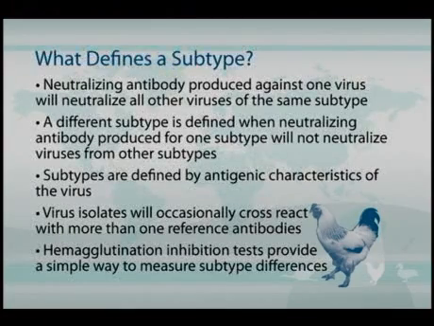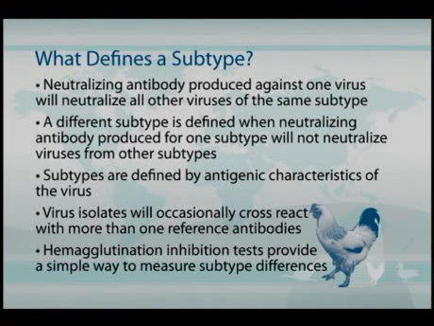So I promised to tell you what defines a subtype, and it's essentially that antibody to one subtype will neutralize any virus in that subtype, but will not neutralize virus from any other subtype. So antibody to H5 influenza will neutralize viruses of any H5, but will not neutralize viruses of any other hemagglutinin subtype. So it won't do H7, it won't do H10. H5 antibody only protects against H5 influenza.